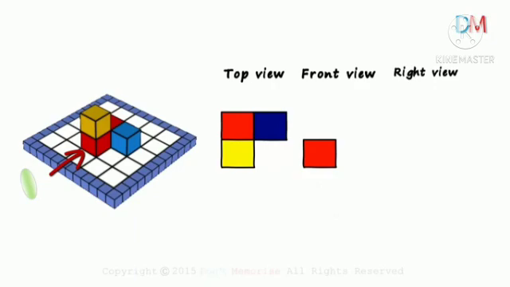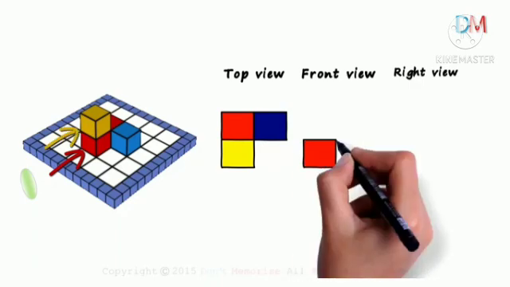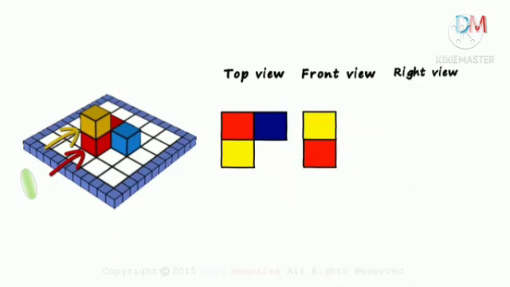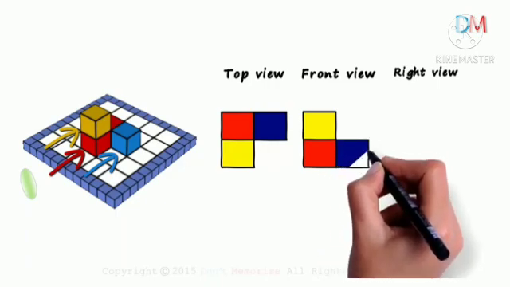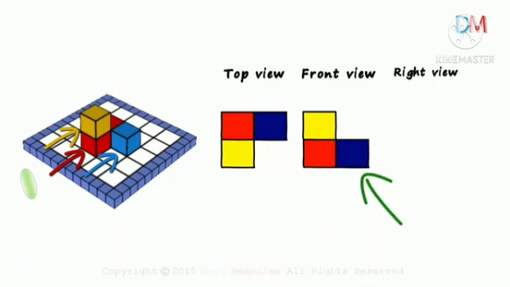Now from the front view, what will we see on the top of the red cube? It will be the front face of the yellow cube. So we draw a yellow square on top of the red one. And at the bottom, next to the front face of the red cube, we will see the front face of the blue cube. We draw a blue square here, and that completes our front view.